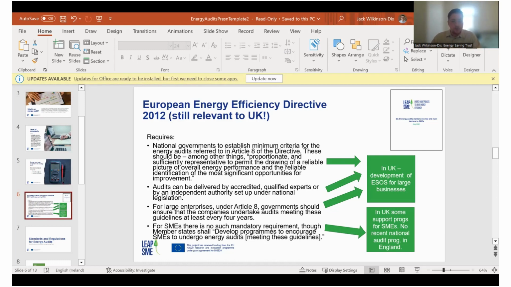I'm sure most of the people on the call are aware of the Energy Savings Opportunity Scheme for larger firms, but we haven't yet found a standardised delivery of voluntary audits for SMEs. Voluntary audit programmes from accredited experts are far more common in EU countries. So I'm now going to pass on to my colleague David to talk through some of the underpinning standards and regulations and some examples of energy audits in practice.